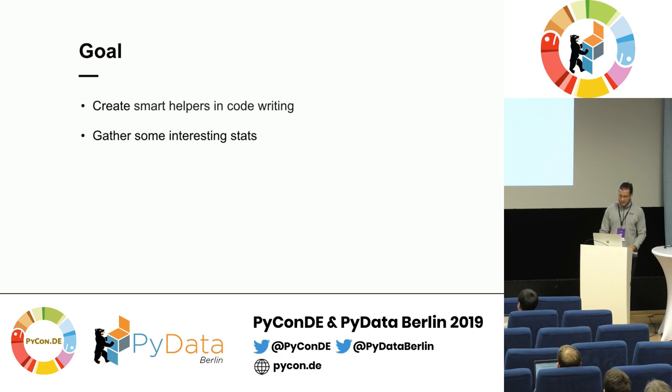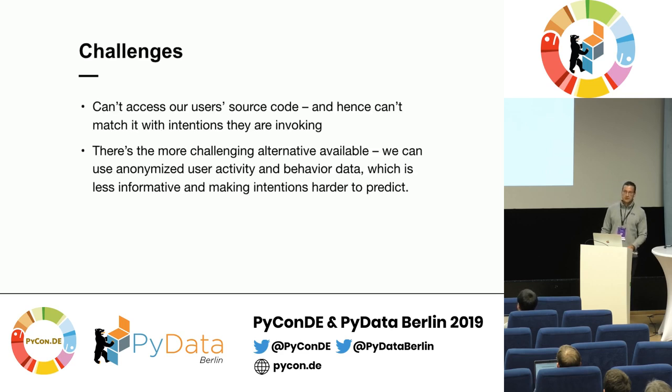And the goal is to create a smart code helper and gather some interesting stats from the datasets. For sure, we faced several challenges during this project. The first one was about privacy. We cannot access the user's source code, and we cannot match the exact line of code with the intention which was activated or invoked. And the second, we got statistics about our usage, like events, and it's also anonymous, and it was quite tricky to match the activity of users with the intentions from this event data.